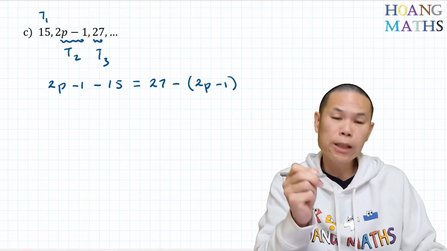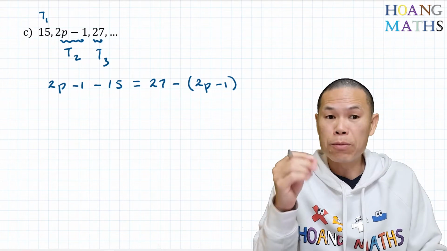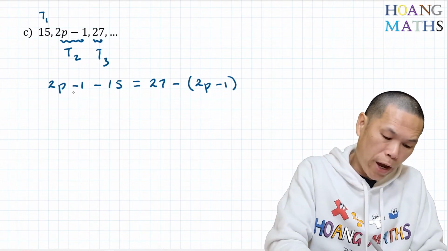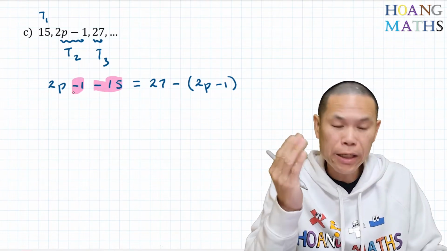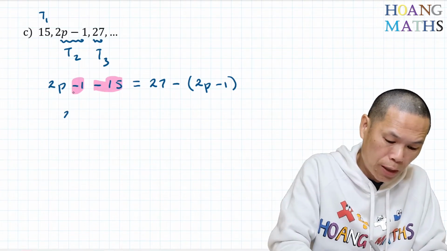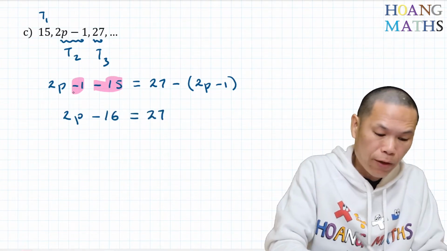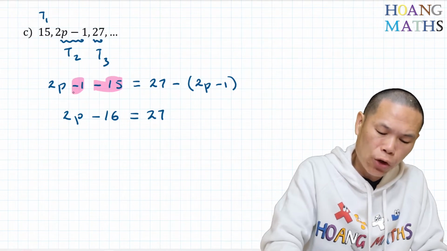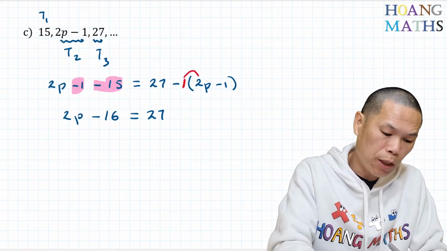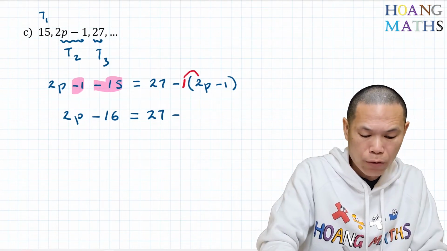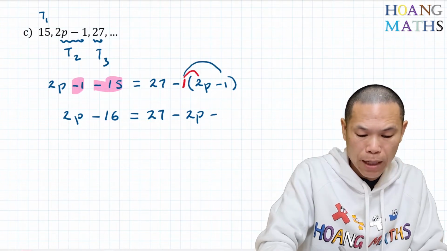So what I do now is I just collect like terms on the left-hand side and expand the bracket on the right-hand side. So we have negative 1 minus 15. So that gives me minus 16. So we have 2p minus 16, which gives me 27. Now to expand this, because there is no number in front of the brackets, that means 1, okay? So negative 1 times 2p is negative, or minus 2p. And negative 1 times a negative 1 gives me plus 1.